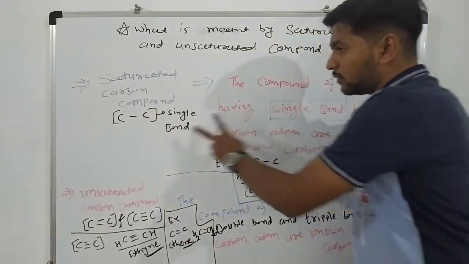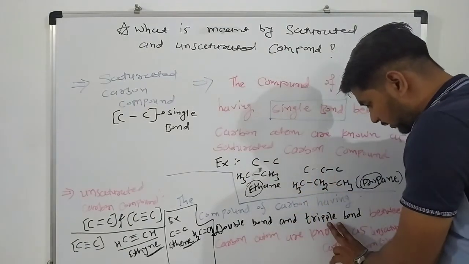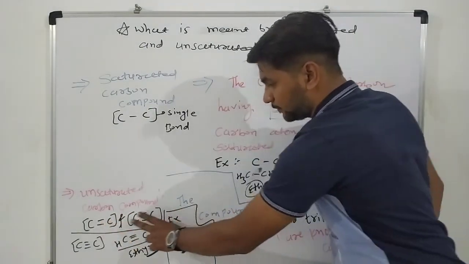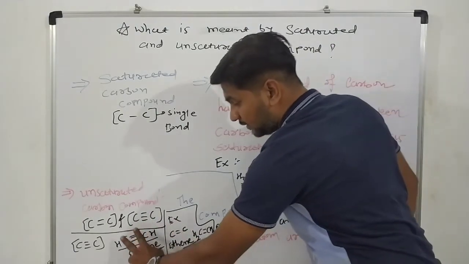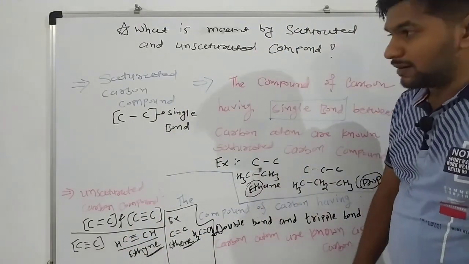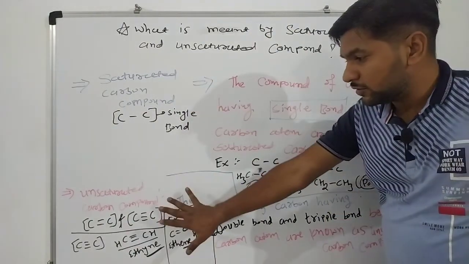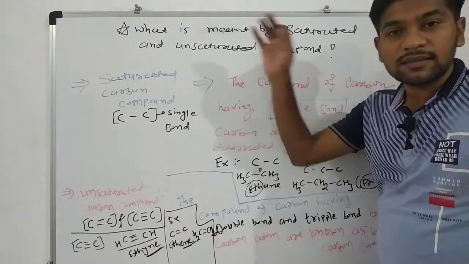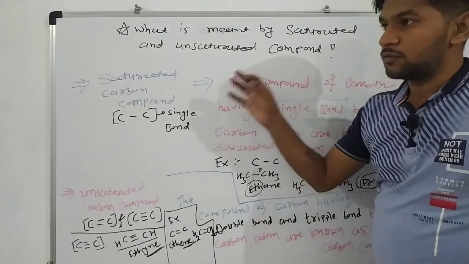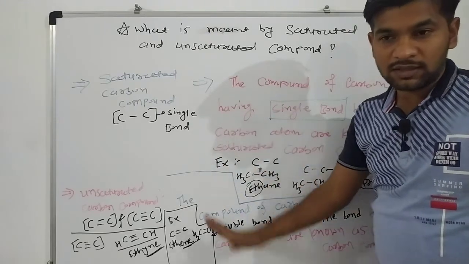Okay, simple. Carbon having a single bond is saturated. Carbon having a double bond and triple bond is like this. This is an example of ethene, this is an example of ethyne. That is an unsaturated carbon compound. So here is the saturated and unsaturated carbon compound with its examples. Please take a screenshot for your further revision.